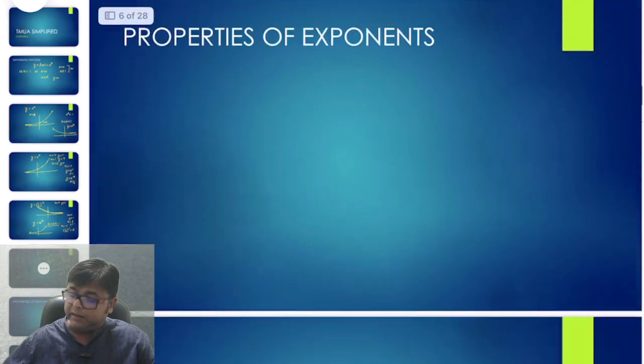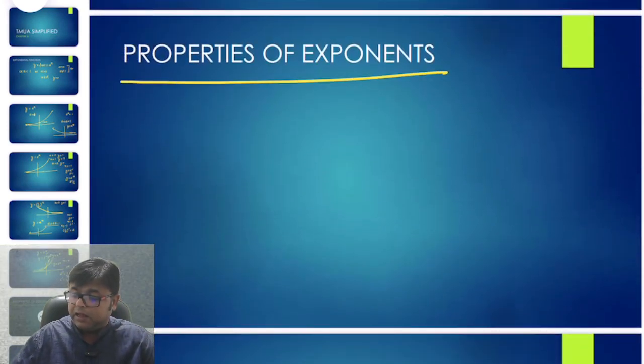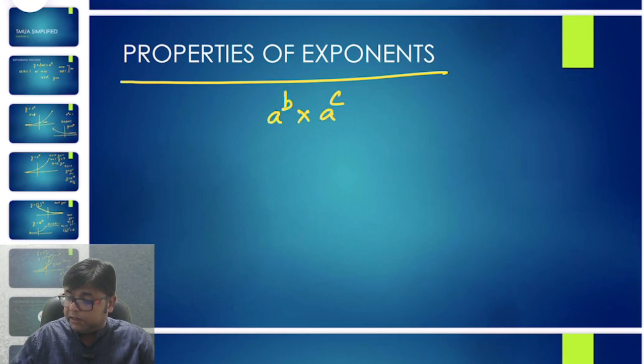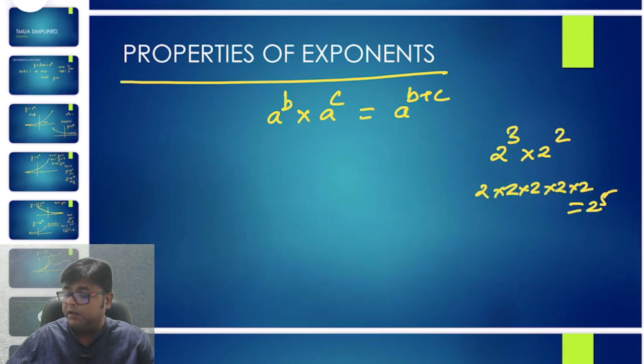Now then come the properties of exponents. Very simple property. If I say a to the power b into a to the power c, it will give me a to the power b plus c. It's very simple, no? It's not a property even. If I say 2 cube into 2 square, I'm multiplying 2 three times and two times, so it gives me 2 to the power 5. That's why the powers get added, 3 plus 2, 5. So it's not a property, it's a simple observation, right?